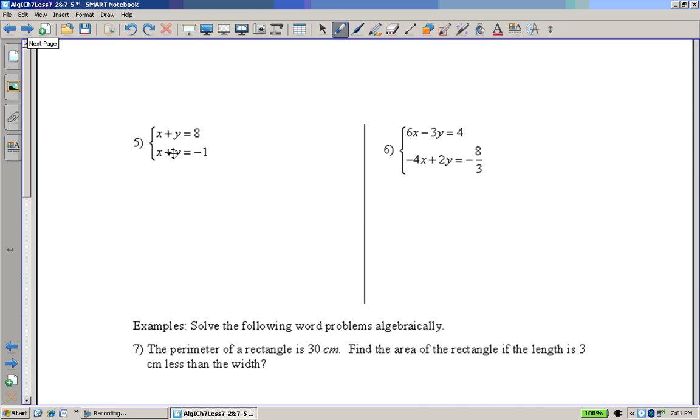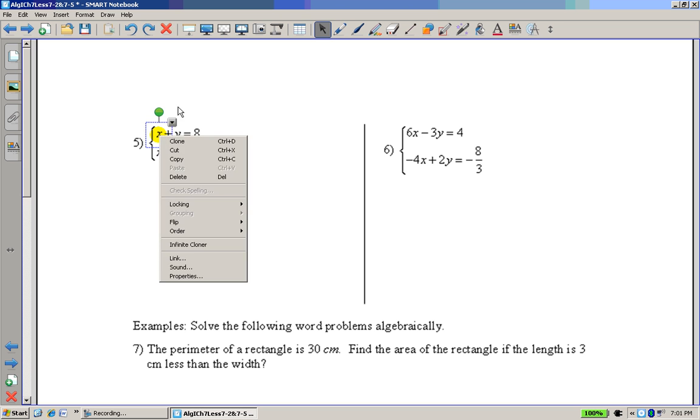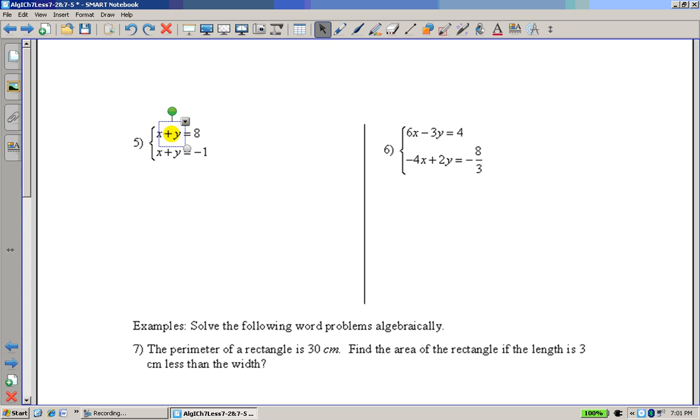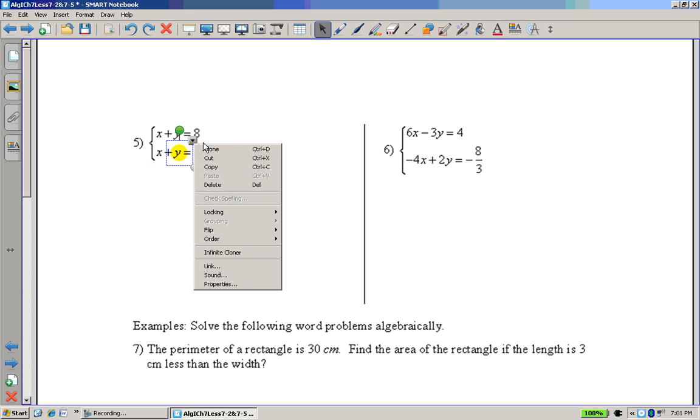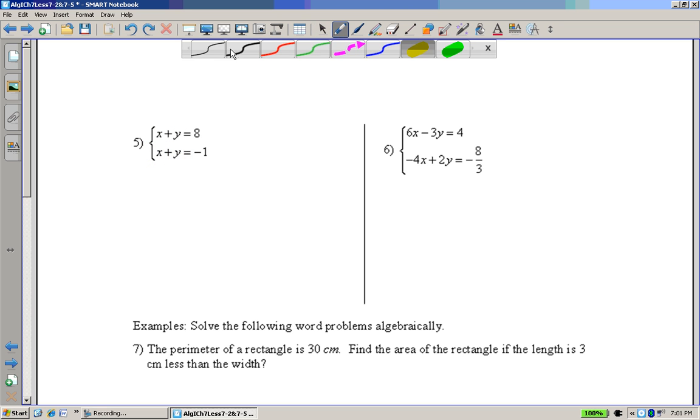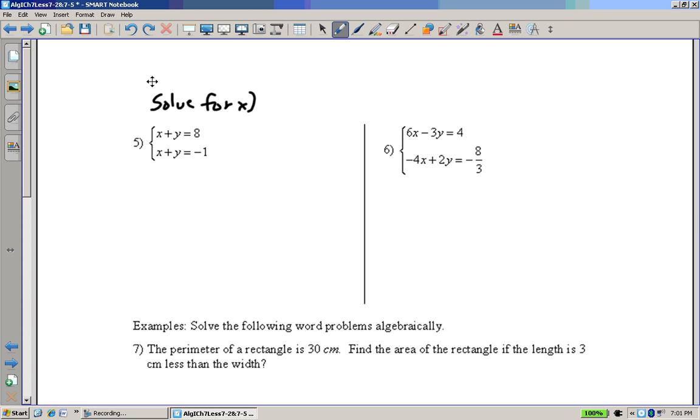Okay, number 5. Now, if you notice, again, doing the same exercise, look at the x. That's going to be easy to solve for. But then again, so is the y. X here is easy to solve for, and so is the y. So really, it doesn't matter. I will just say solve for x, just because I chose it. You could solve for y and do very well. Okay, let's solve for x here in the red equation.